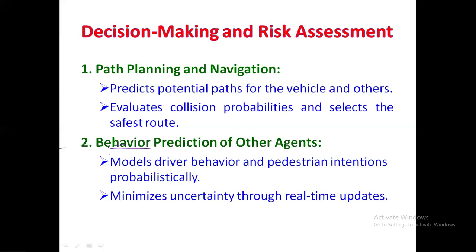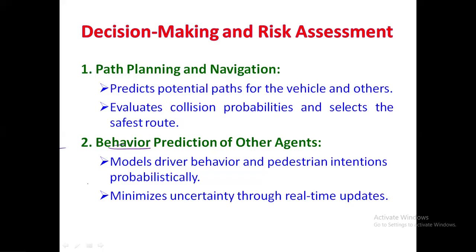Next, behavior predictions of others. Autonomous vehicles must predict the behavior of other road users, including drivers, cyclists, and pedestrians. These predictions are inherently uncertain because human behavior is complex and variable.